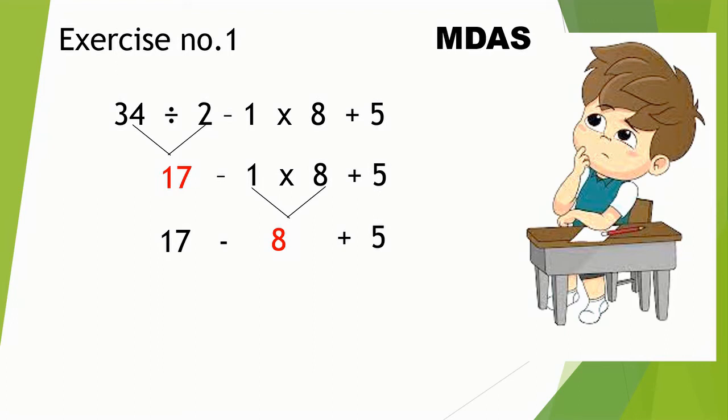So that is now rule number 2. Rule number 2 is to look again from left to right at subtraction or addition. 17 minus 8 is equal to 9, plus 5 is equal to 14. See? It's easy, right, kids?